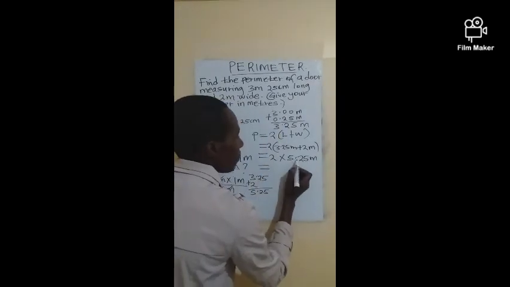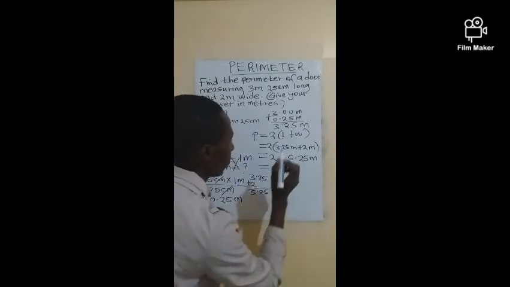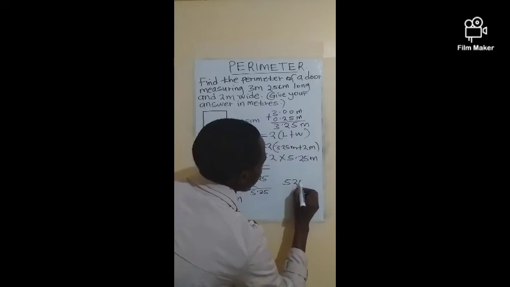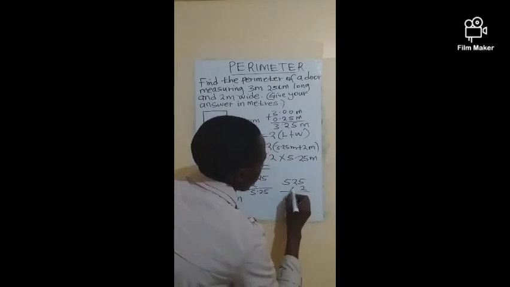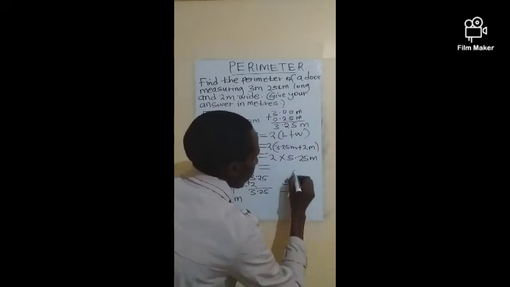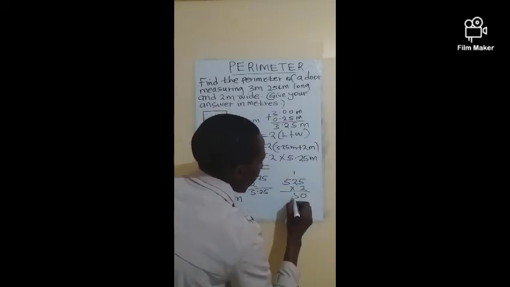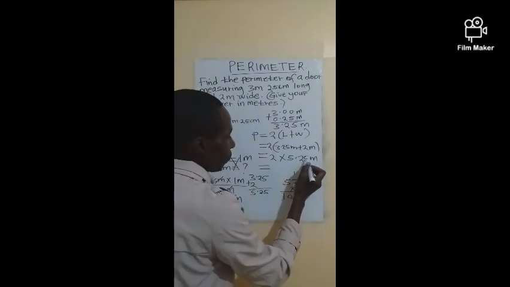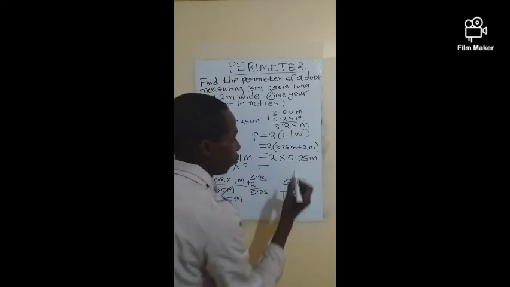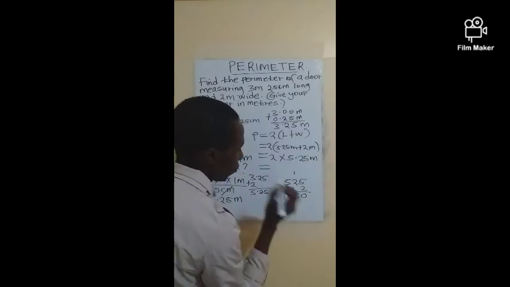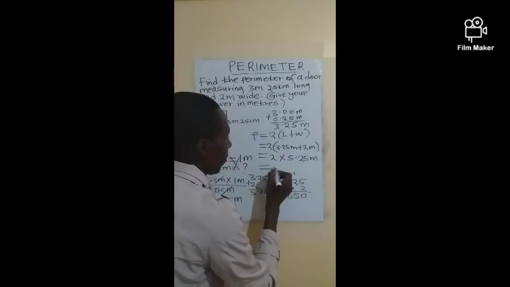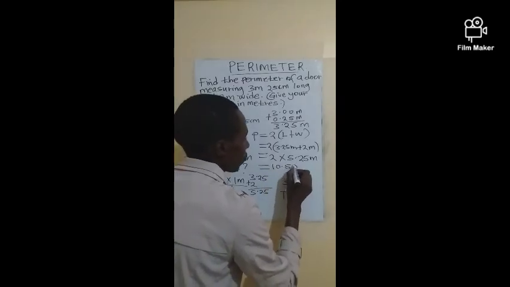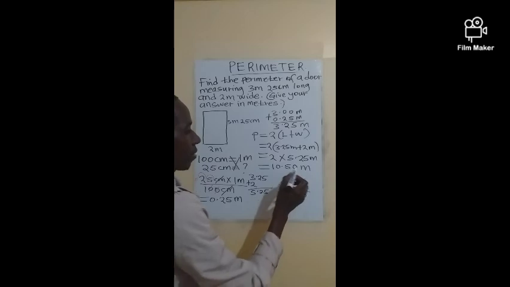When you're doing multiplication with decimal points, you ignore the decimal points first. Then you come aside here and multiply 525 times 2. 5 times 2 is 10, 0 carry 1. 2 times 2 is 4 plus 1 is 5. 5 times 2 is 10. Then we have 2 decimal places, 1, 2. Put your decimal point here. So our perimeter is going to be 10.50 meters. Our answer should be in meters.